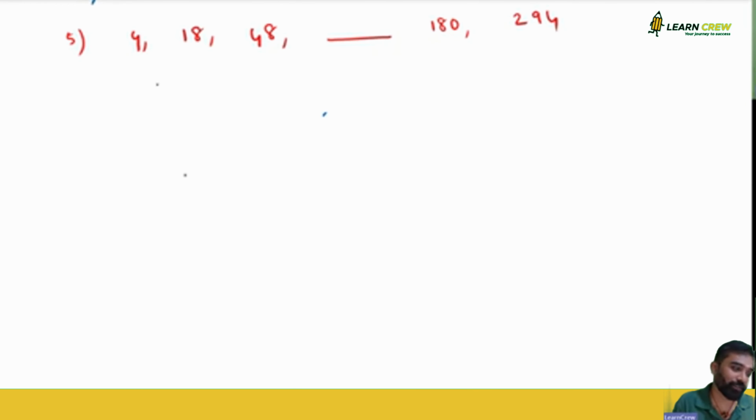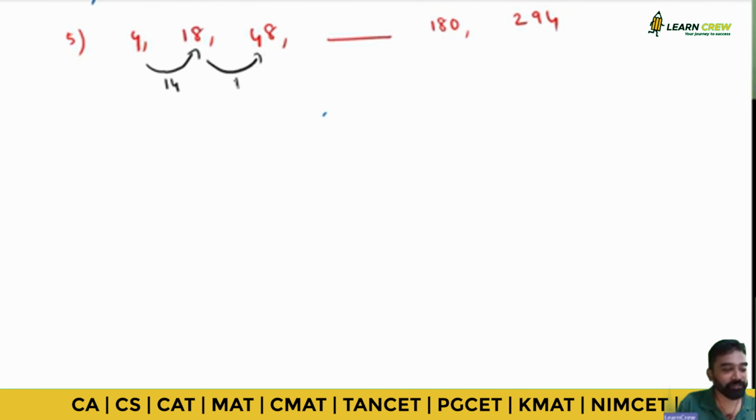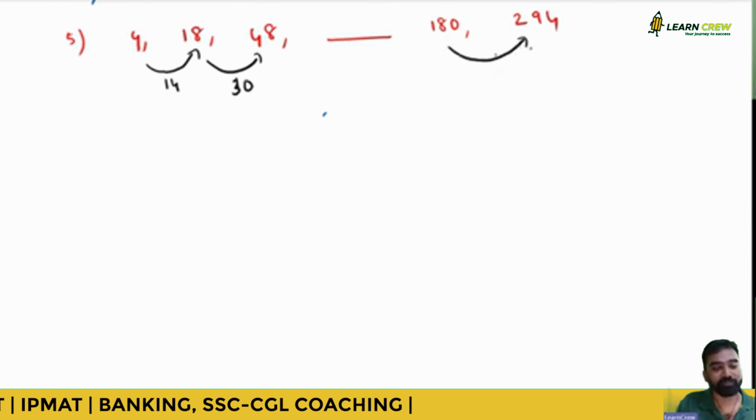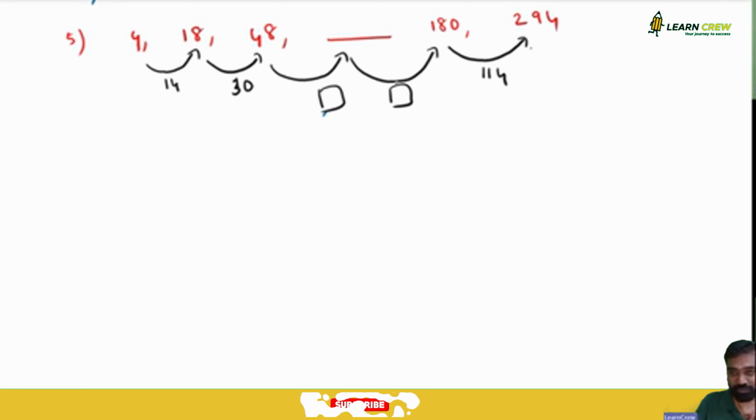Okay, let us do the first step as we all know. What is the difference? 14. What's the difference here? 16. 30. What's the difference here? 114. Now you need to find the difference here. This also is unknown. Now you need to find the difference over here. This is also unknown. For two unknowns, we are completely unsure about what to do.